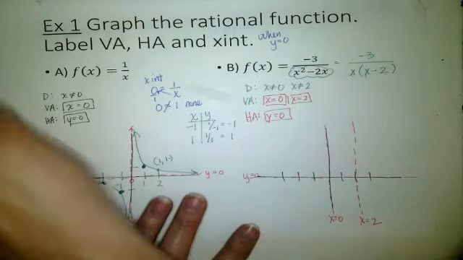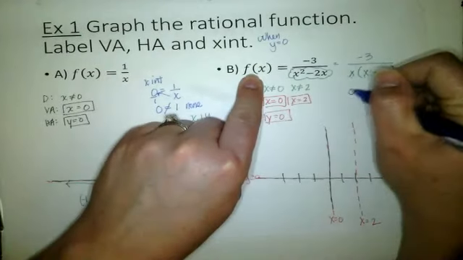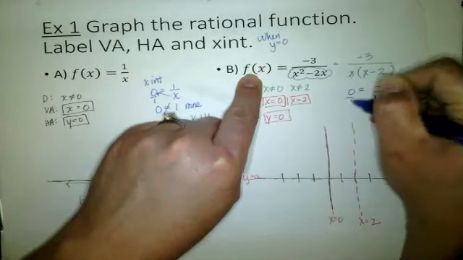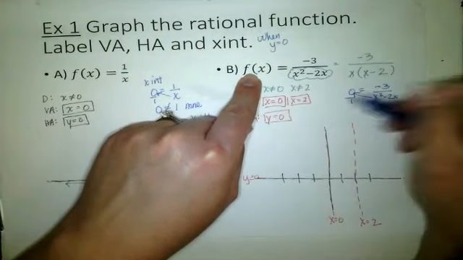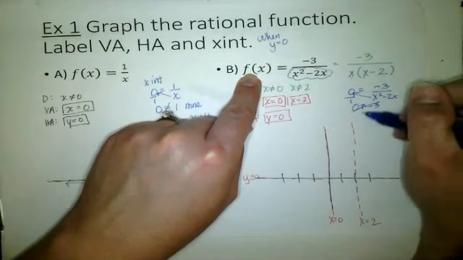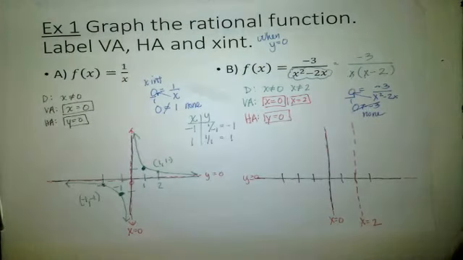Again, I could try to find the x-intercept by setting y equal to 0. But again, if I tried to do that, I'd cross multiply. 0 times this denominator is 0. So again, there is no x-intercept. So instead, I have to resort to other means.